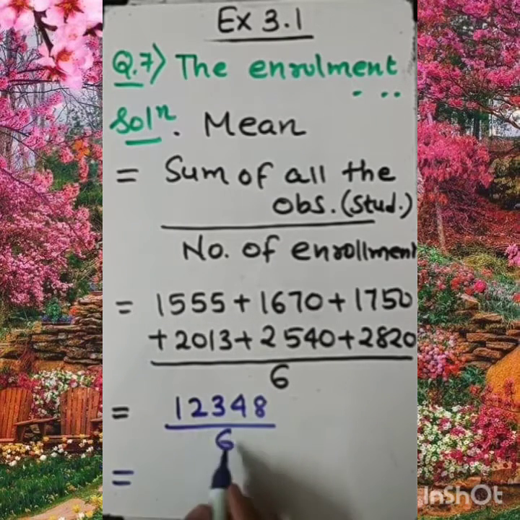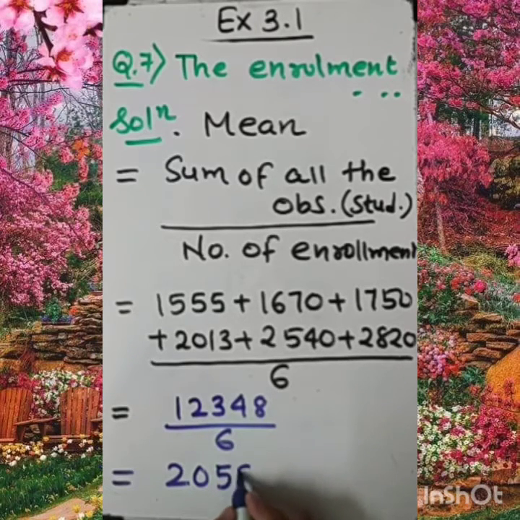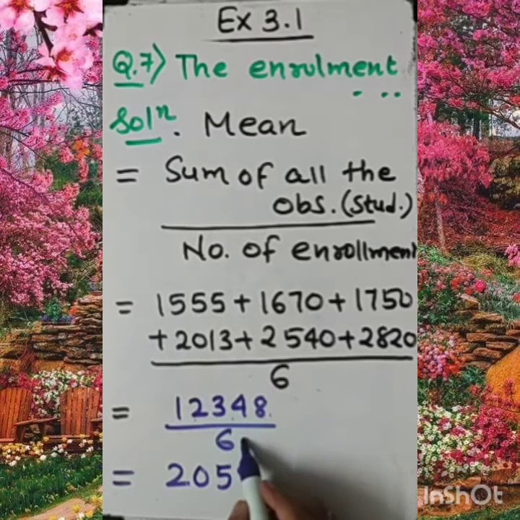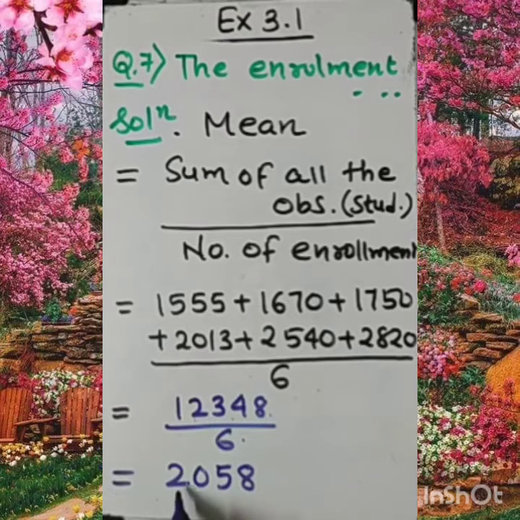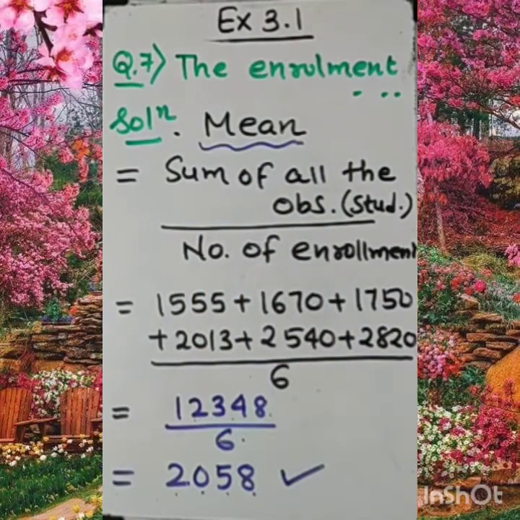So dear students, 6 into 2 is 12. 3 is not possible, 0, then 34. Let's recall the table of 6: 6 fives are 30. Again 4 will be there, 48, 6 eights are 48. So dear student, when we divide 12,348 by 6 in a rough column, we get 2,058. This is the mean enrollment. This is the solution of question number 7.